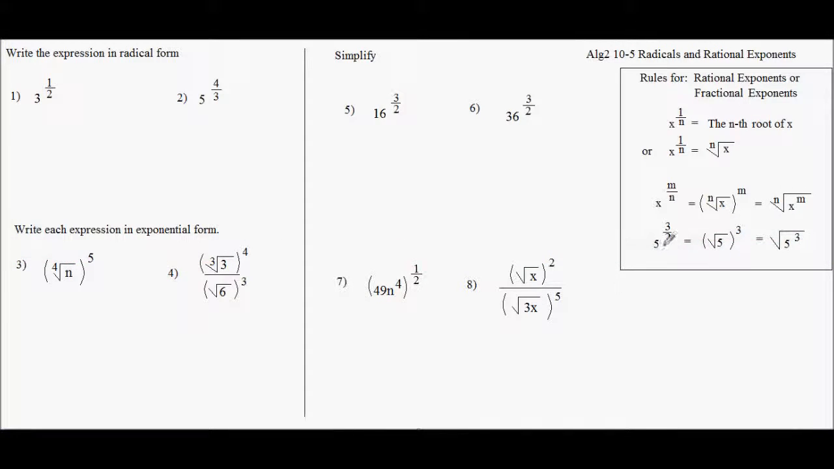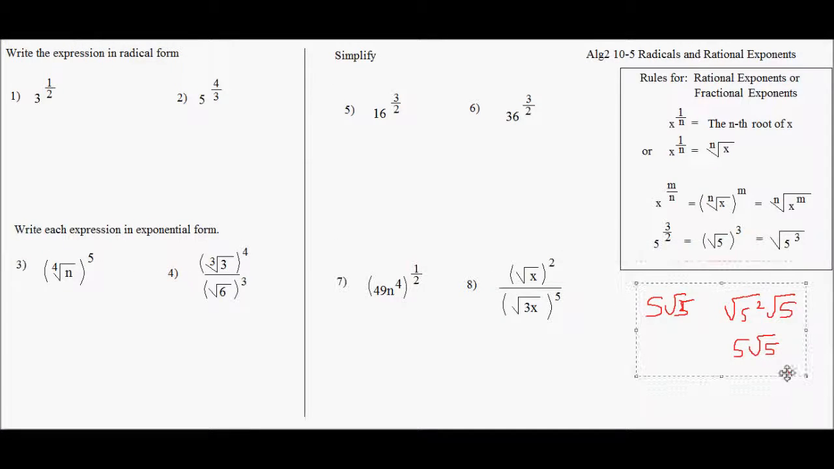Like if I took 5 to the 3/2 power, that's the square root of 5 to the third power. So this would be the square root of 5 times the square root of 5 times the square root of 5, which is 5 times the square root of 5. Well, this would be the same thing. I could take the square root of 5 squared times the square root of 5. I can split the radical, and I get 5 times the square root of 5. So either way, you get the same answer.